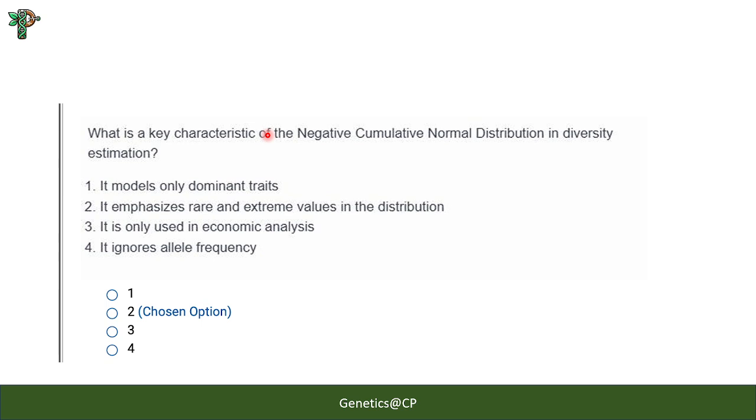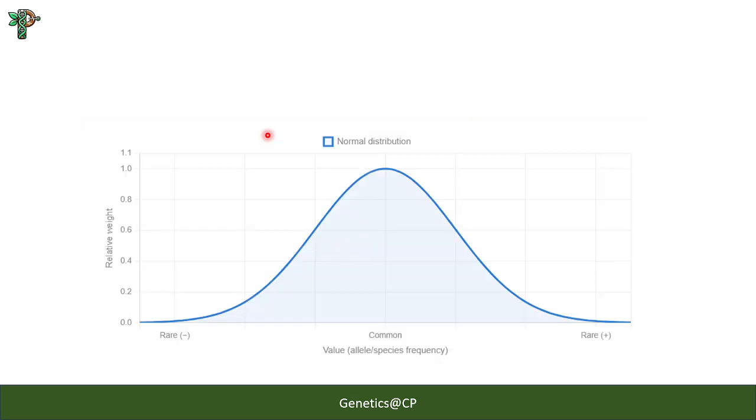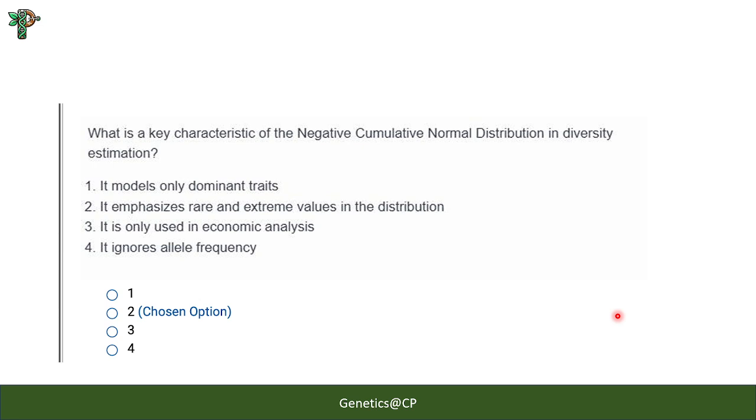Then another most important thing that is asked is the normal distribution. I suggest you read the properties of normal distributions very carefully. Each and every property is very important while deriving any quantitative genetics concepts. They have directly asked, for example, that the negative cumulative normal distribution emphasizes the extreme values in the distribution. For example, extreme values are represented by the negative cumulative normal distribution.